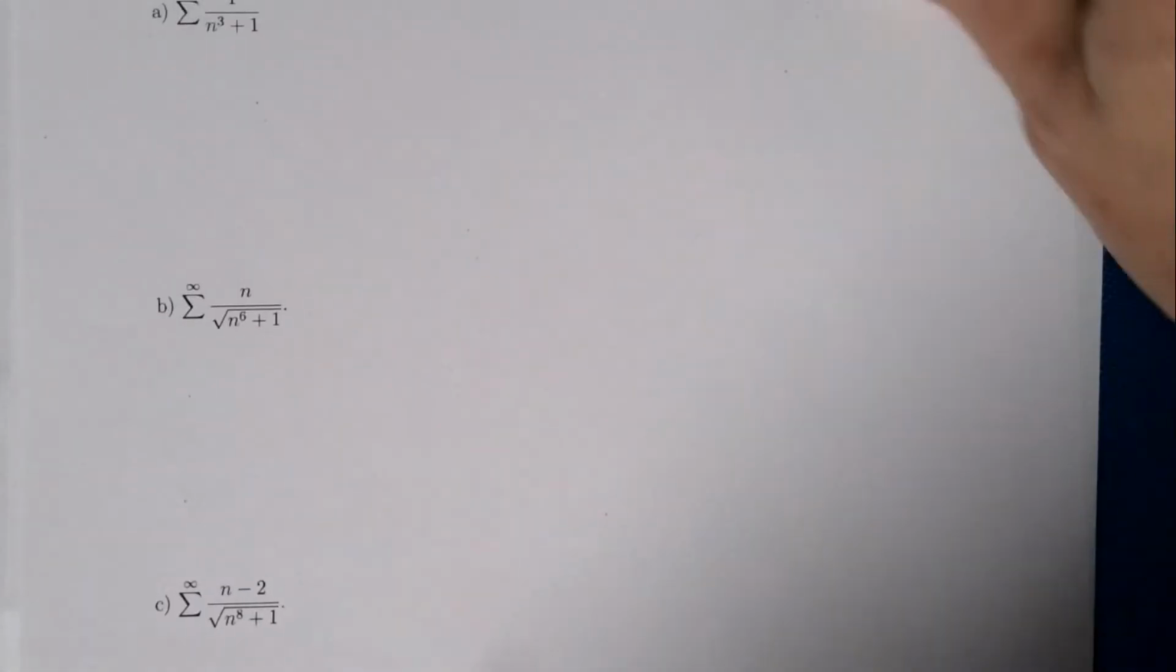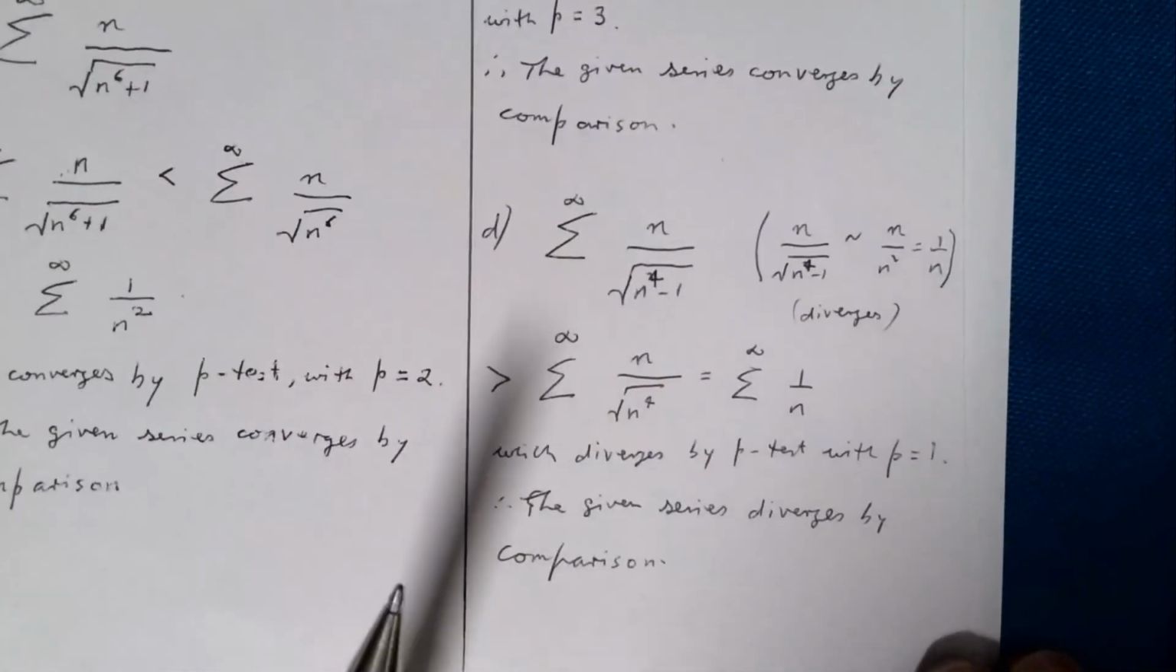Okay, the last one, number D here. These all converge so far, and I wanted to do one which doesn't. So here's sigma n on the square root of n to the 4th minus 1. And here is the solution to this one.